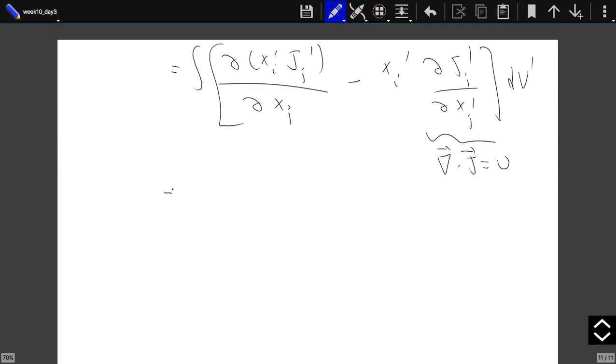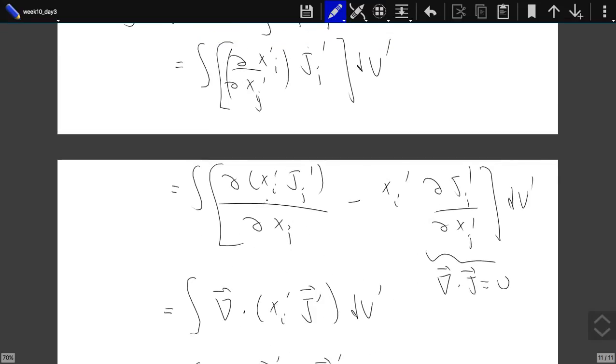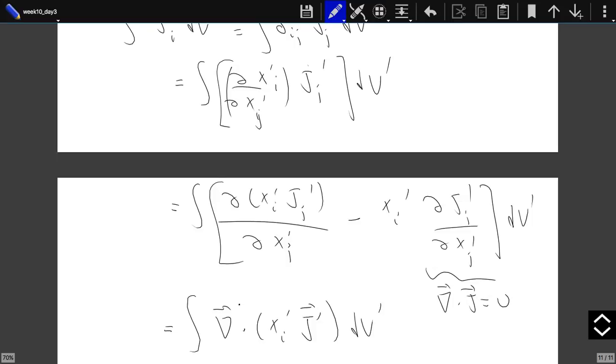Now let's look at the first term. The first term is nothing but the divergence of x_i' times j', but I can write it as a surface integral, and my surface is at infinity. The current is localized, there is no current at infinity, so that surface integral is 0. Yes? Do we have ∂(x_i' j_j')/∂x_j'? Yes, these are all prime coordinates. This is also the gradient prime with respect to r prime.